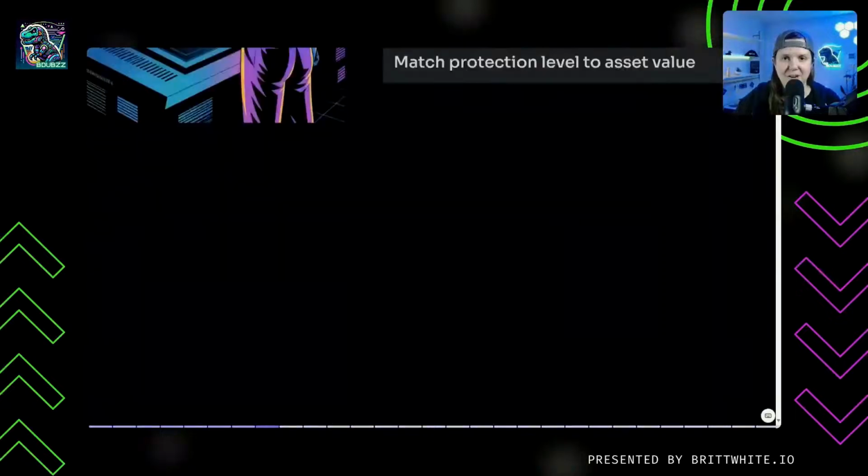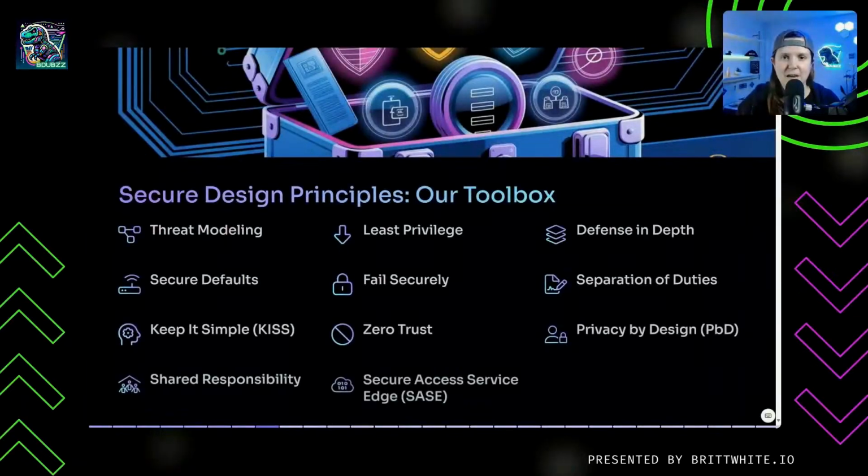And now for the fun part, our toolbox of secure design principles. These are the fundamental rules and the best practices that we follow to truly build secure systems. I'll walk you through each one. Start with threat modeling. This is like being a security detective before the crime even happens. We proactively identify potential threats and vulnerabilities, and then we figure out how to mitigate them. We're constantly asking the question, what could go wrong, and how do we stop it?